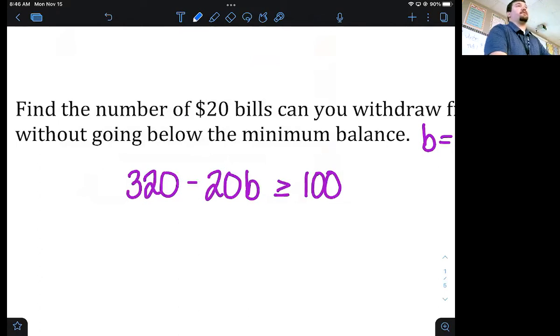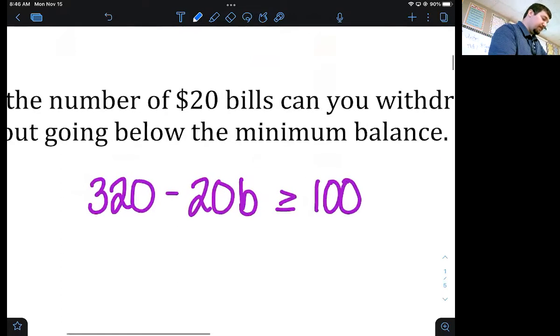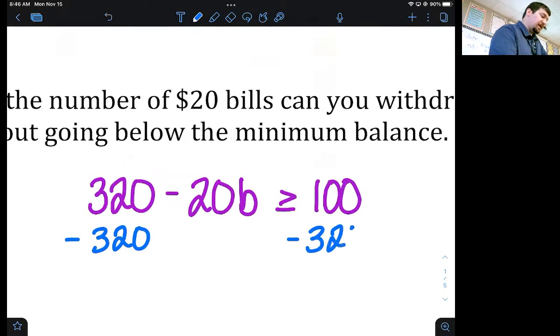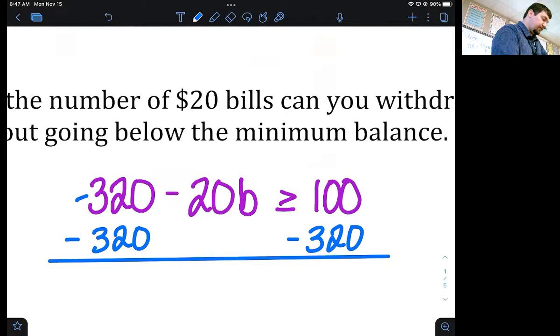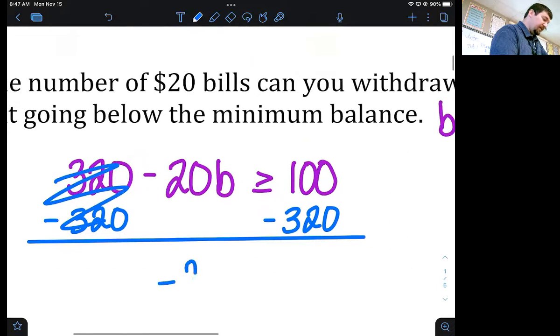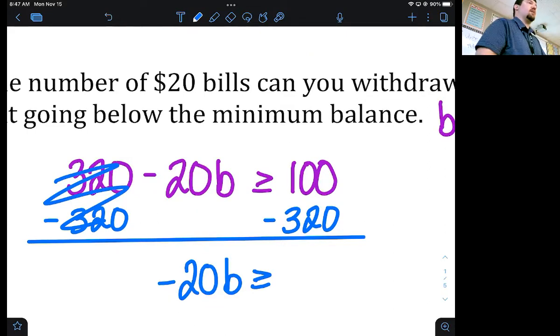What's the constant term on the variable side? That's the coefficient of the variable. What's the constant term? 320. Yeah, so we're going to subtract 320. Remember, we've been calling that the cousin Eddie term. So we put the opposite number underneath that. That helps us get rid of it. By the way, the opposite number tells us to subtract. So that's gone. Negative 20b is now greater than or equal to. Aiden, what's 100 minus 320? I would use my calculator for this. It's negative 220. That's right.